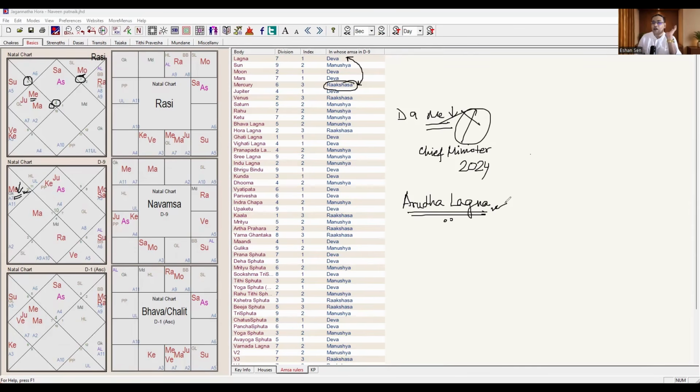Now, how to check the Arudha Lagna? You have to check which is the Lagna Lord, and from Lagna, how many houses away the Lagna Lord is sitting. Here, the Lagna Lord is sitting in the 12th house. Then from the Lagna Lord, you count 12. 1, 2, 3, 4, 5, 6, 7, 8, 9, 10, 11, 12. So the 11th house becomes the Arudha Lagna.